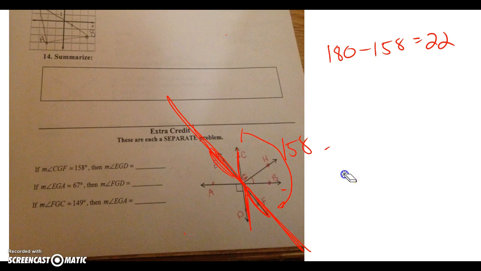So we'll take some of these lines off. That means this section right here is 22. Well, guess what? This section is also 22 because of vertical angles. So the angle we're looking for, EGD, is going to be 22 plus the 158 plus 22, whatever that turns out to be. Okay? Now let's just do it. 158 plus 44. 202. Okay.